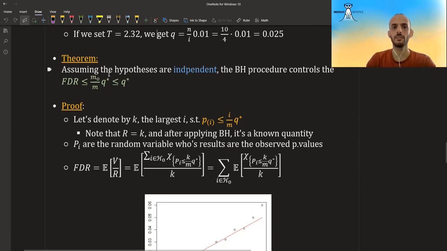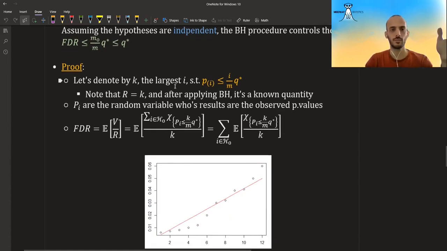Anyway, the theorem states that if we assume this, then the Benjamini-Hochberg procedure controls the FDR, and it actually controls the FDR by the proportion M0 divided by M, where M0 is the number of null hypotheses. But since in reality we don't know this quantity, what matters for us is that this quantity is less than or equal to 1, which means that this whole quantity is less than or equal to Q star, which means that this procedure actually controls the FDR with the Q star. Okay, so let's prove this. This proof is not the one in the original paper, it's a different proof.